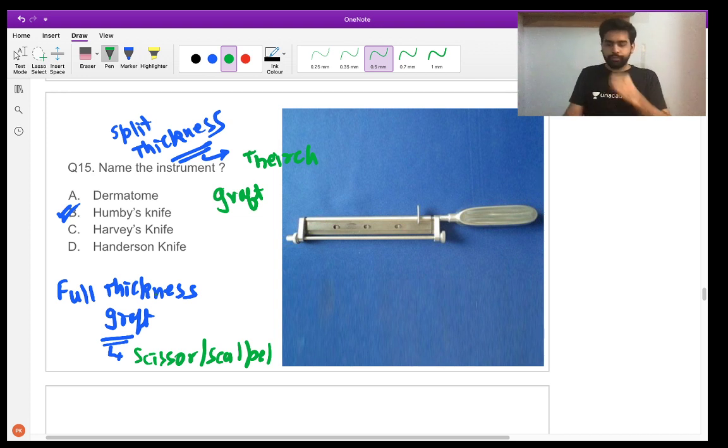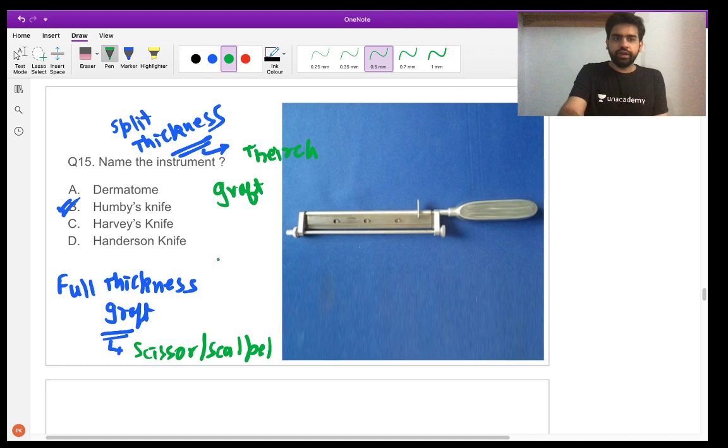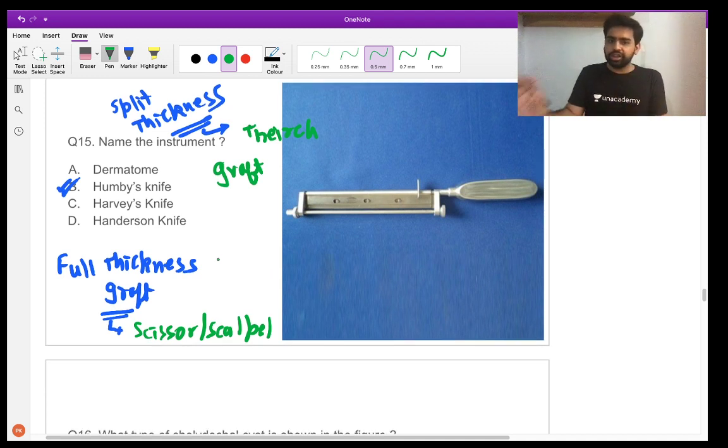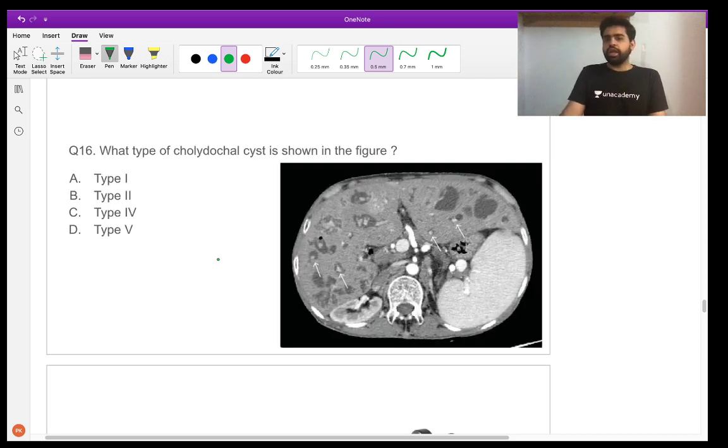So this is about the Humby's knife. This is the split thickness graft. What is the other name? It is a Thiersch graft. Full thickness graft, what is the other name? It is called the Wolfe graft. Very good. Let's move on to the next question. What type of choledochal cyst has been shown in this particular figure? Is it type 1, type 2, type 3, or type A, B, C, or D? What is the answer, guys?